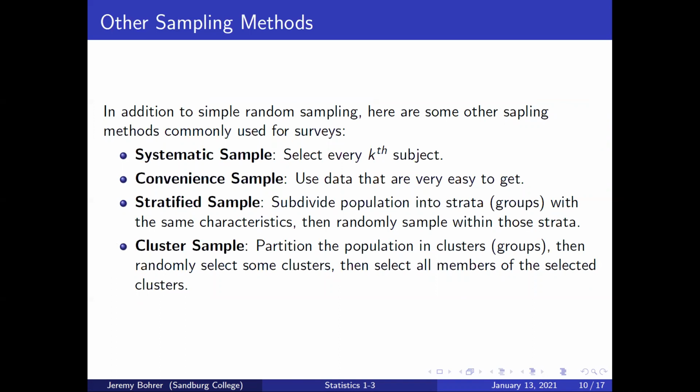Other sampling methods. In addition to simple random sampling, here are some sampling methods commonly used for surveys. A systematic sample just selects every kth subject. A convenient sample just uses data that are very easy to get. A stratified sample subdivides the population into strata, or groups, with the same characteristics, then randomly samples within those strata. A cluster sample partitions the population into clusters, again groups, then randomly selects some clusters, and then selects all members of the selected clusters.